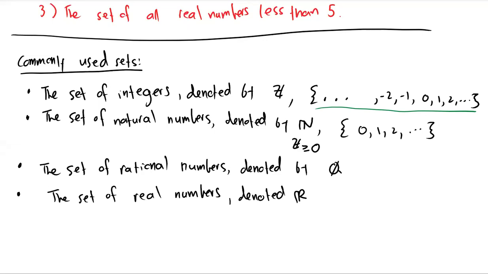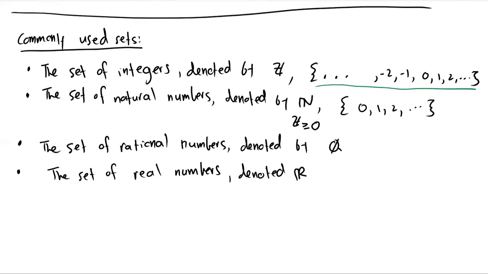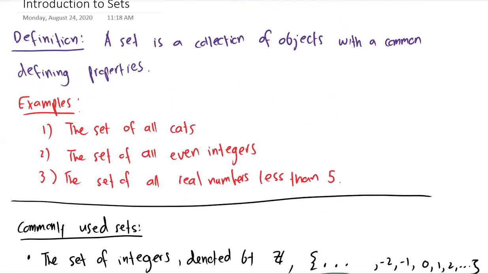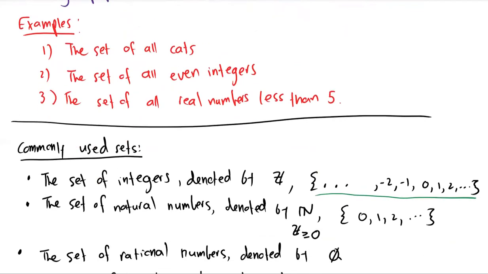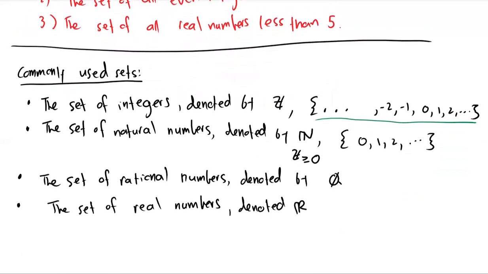Now, for the set of rational numbers and the set of real numbers, there's a little bit more work we have to do, because there is a defining property for the set of rational numbers, but we need to introduce new notation for writing sets that I'm going to introduce in a moment. But that's basically the start. Sets are a collection of objects with a common defining property. For example, the set of all cats, the set of all even integers, the set of all real numbers less than 5. These are all collections of objects with defining properties that they have in common. And these are the commonly used sets that we're going to use in this class.